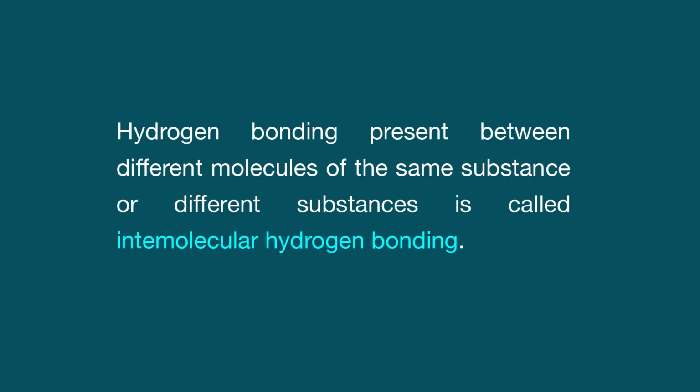There are two types of hydrogen bonding existing between molecules. First one is the intermolecular hydrogen bonding. Hydrogen bonding present between different molecules of the same substance or different substances is called intermolecular hydrogen bonding. Intermolecular hydrogen bonding causes association of molecules into clusters.